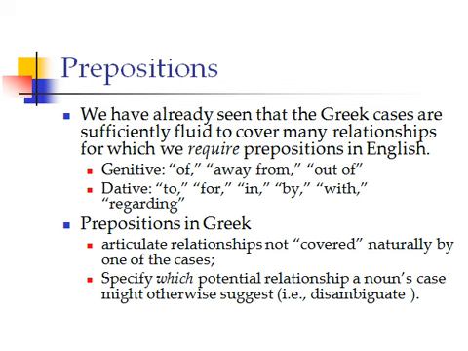For example, in the genitive case, we almost always have to use a preposition in English to represent what in Greek is simply the case of a noun. So with the genitive, we might use of, as in of Christ, or away from, or out of. And you've seen a bewildering variety of senses that the genitive case could carry in that regard.